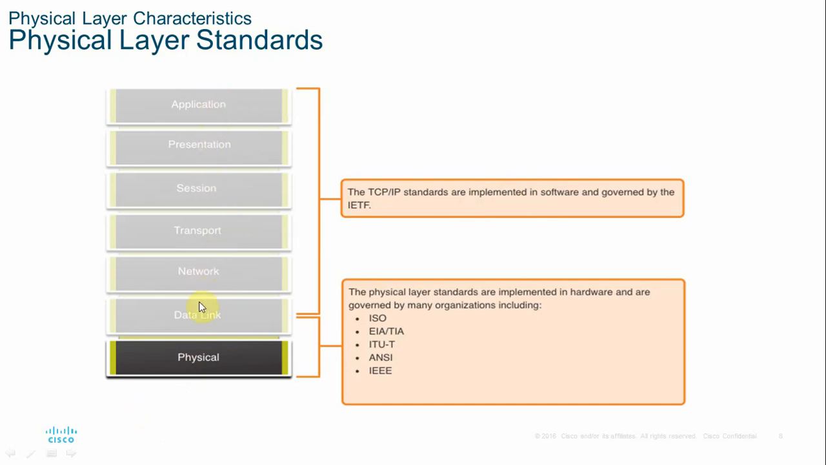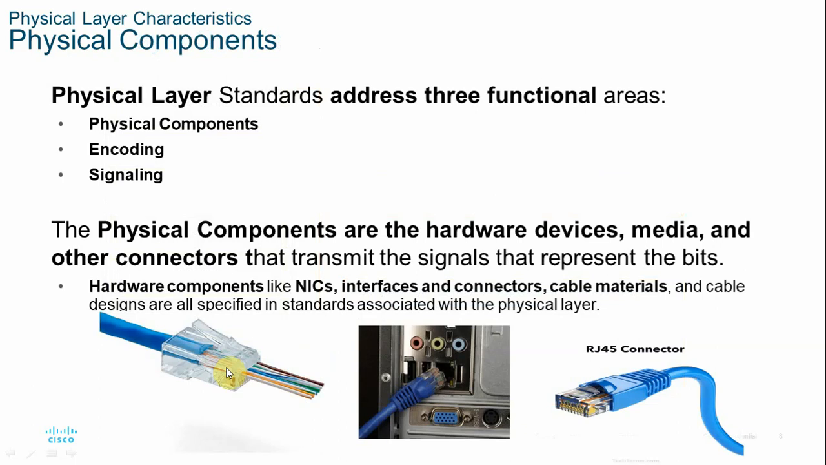Here we have all the protocol coding, but here we have the cables, the devices, the media, the ports. That's why it is hardware. Now, see here, the physical layer has three functions: one is physical components, then encoding, then signaling. So first one, physical components. That means hardware devices we need to connect with media and other connectors.